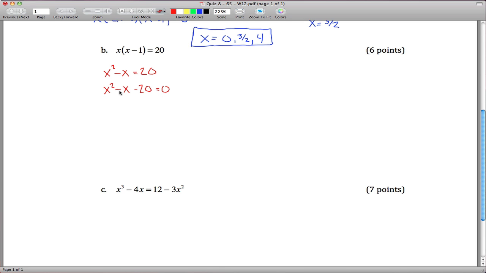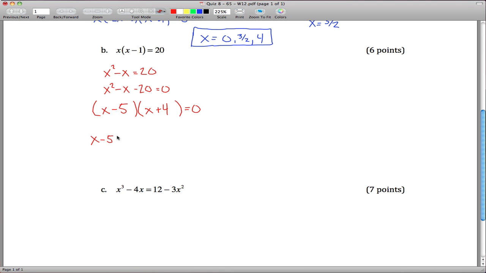And if you can see how to do all this, then the problem's not too bad. We got a trinomial with leading coefficient 1. So what we got to do is find two numbers that multiply to negative 20 and add to negative 1. If you play with that for a little while, I think what you'll get is x minus 5 and x plus 4. So now we got two things multiplied together equaling 0.